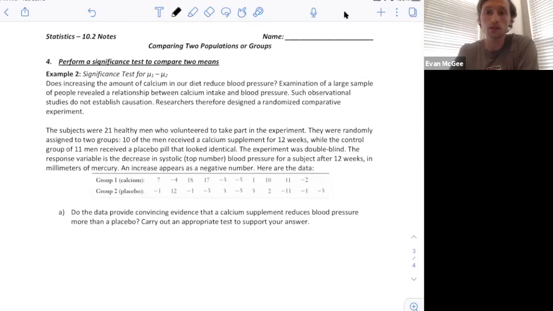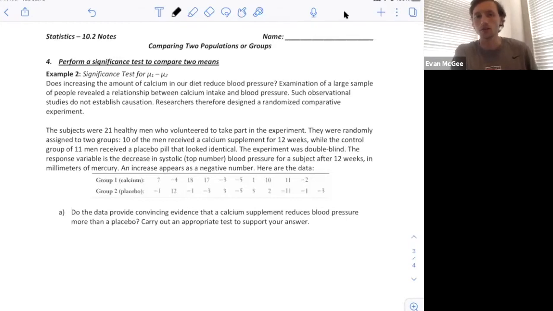In the previous video, we looked at how to create a composite rule for a difference between two population means. In this video, we're going to look at how to do a significance test to compare two population means. So our example is, does increasing the amount of calcium in our diet reduce blood pressure?